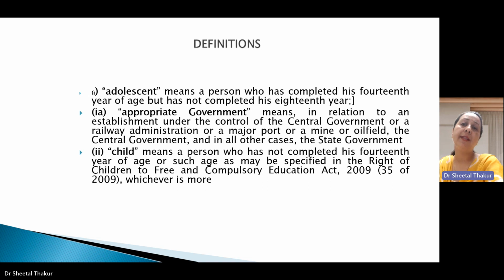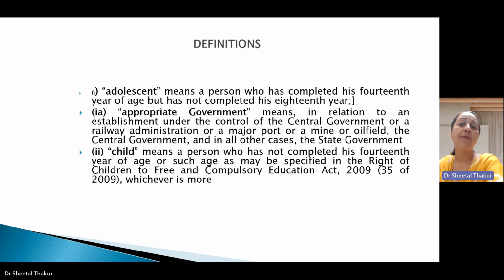Thereafter, they have also defined appropriate government under this act, which means, in relation to an establishment which is under the control of the central government or a railway administration or a major port or a mine or oil field, the appropriate government will be the central government. And in the rest of the cases, the appropriate government will be the state government.